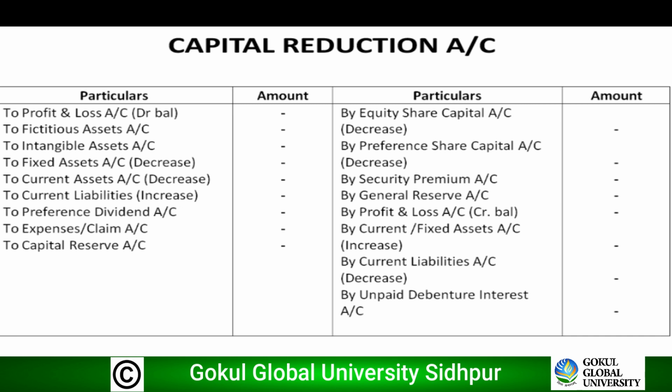See the credit side of this account. By equity share capital account, by preference share capital account. If there is any decrease in the capitals like equity capital, preference capital, etc., it will be credited in the capital reduction account. Next, by security premium. Next, by general reserve. Next, by profit and loss account, credit balance. These all three are reserves, so they will be credited or utilized in the credit side of the capital reduction account.